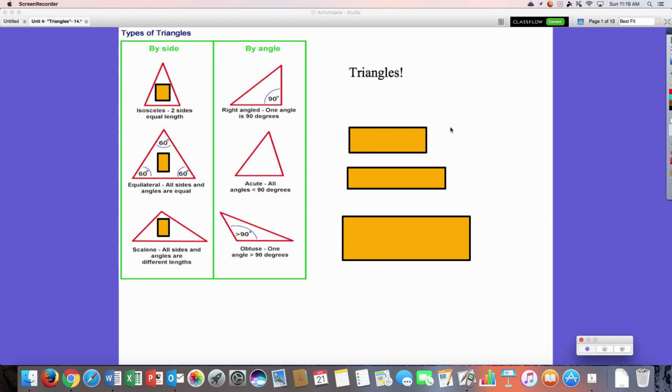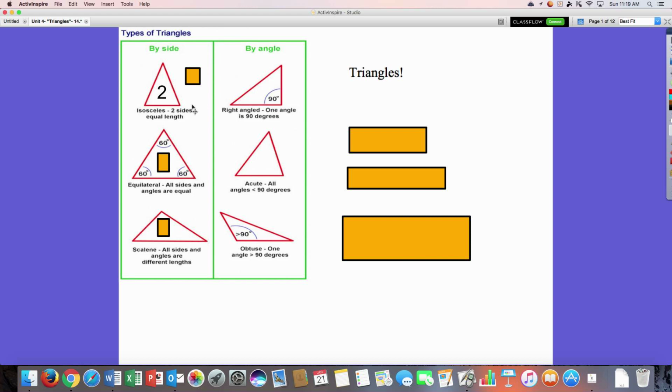There's a couple ways we classify triangles. One is by their sides, and one is by the angles in the triangle. Let's go over here to the side one first. An isosceles sounds like Greek, doesn't it? An isosceles triangle has two equal sides. So you could write a little 2 in there in the middle of that triangle.